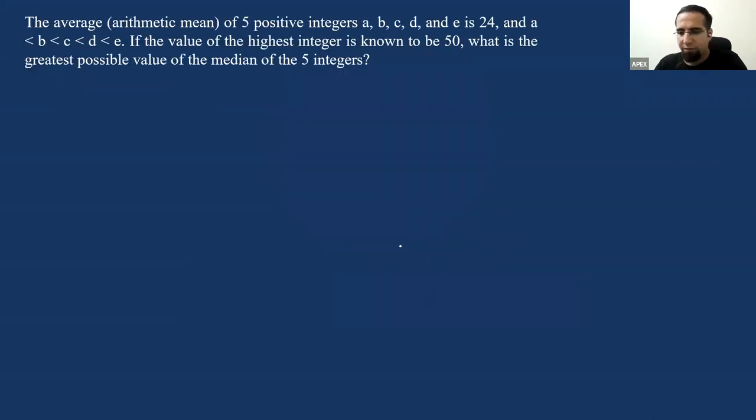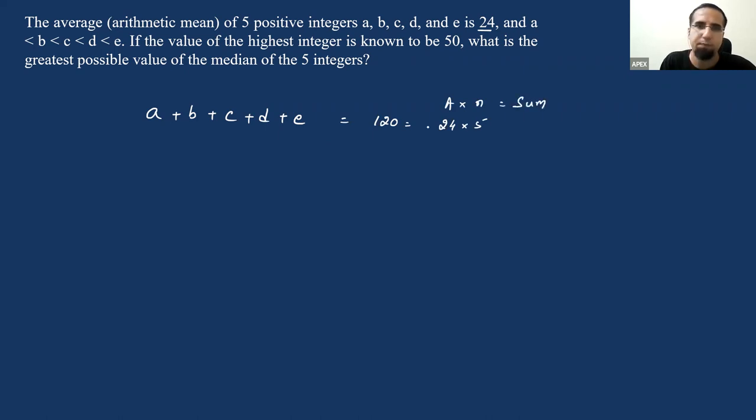So this is the first question that we are discussing here. The first question says that the arithmetic mean of 5 positive integers is 24, right? Now, when I talk about arithmetic mean, then I know the sum total. So, A plus B plus C plus D plus E, right? And it says A is less than B, B is less than C. That means they are in ascending order. Now, the sum total is always 120, that is 24 into 5. So, we are again applying average into number of terms is equal to sum total. Right. The value of the highest integer is known to be 50.